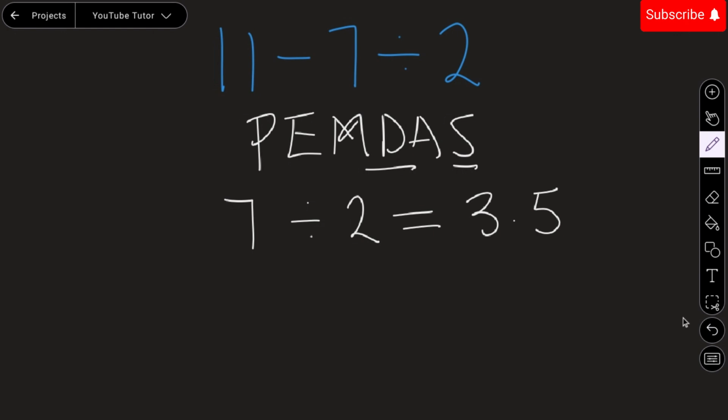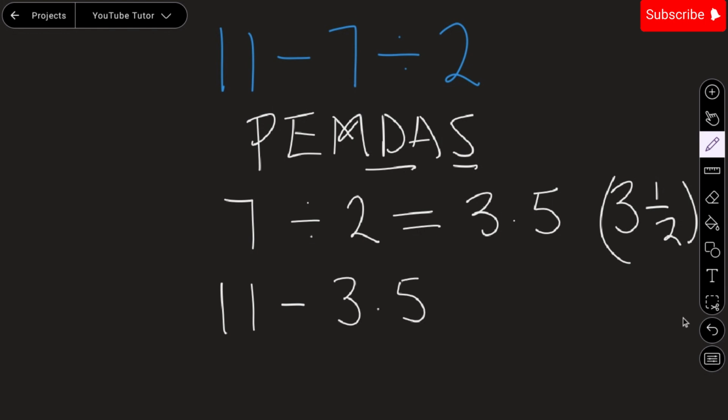So 3.5 is basically 3 and a half if you want it in the mixed fraction form. Okay, so now we have 11 minus 3.5, which gives us 7.5 when you do your basic subtraction.